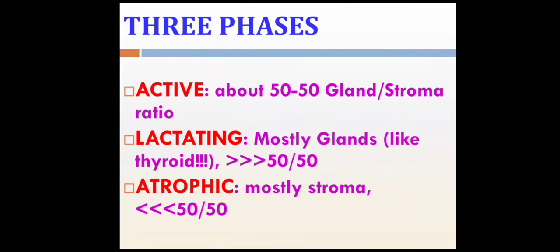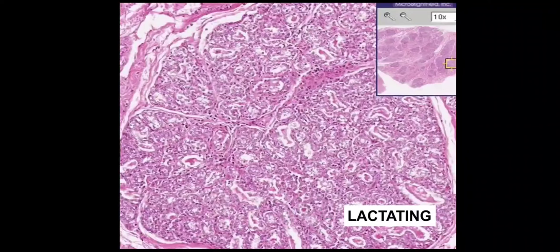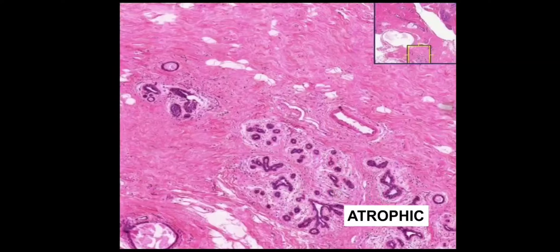Now in the lactating phase, mostly glands will be more and stroma will be less. So what you're seeing here in the lactating phase is an increased number of glands, and the stroma in between each lobule is very less.